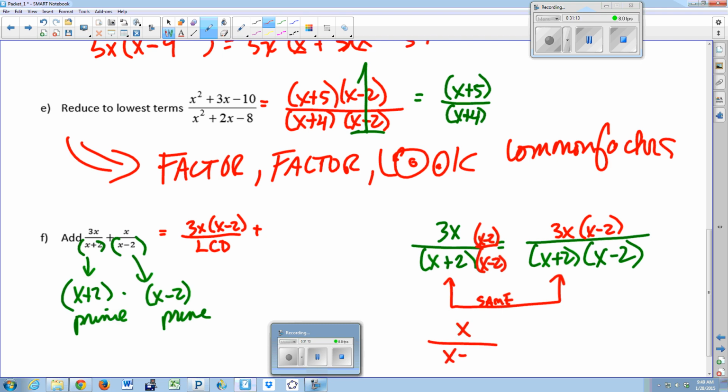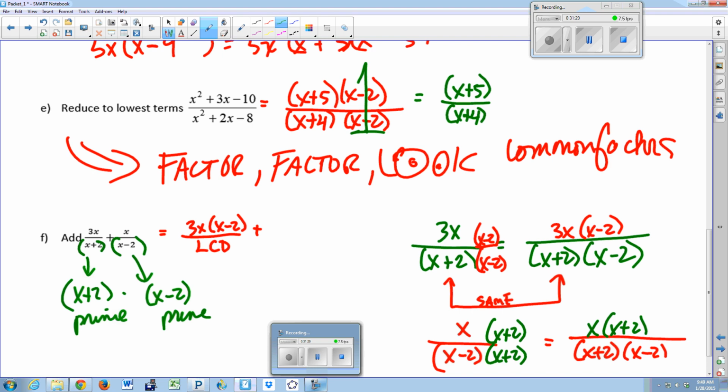x over x minus 2. What's missing from top and bottom here is the x plus 2. So you multiply top and bottom by x plus 2, and you get x times (x plus 2). So now you have x times (x plus 2) over the LCD. Now you put one long fraction bar, put the common denominator there, LCD, and just do what the numerator tells you: 3x squared minus 6x plus x squared plus 2x.